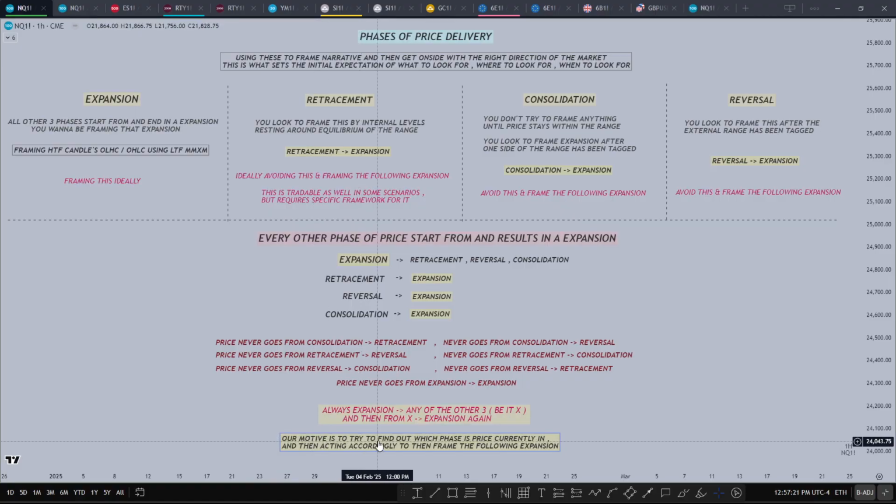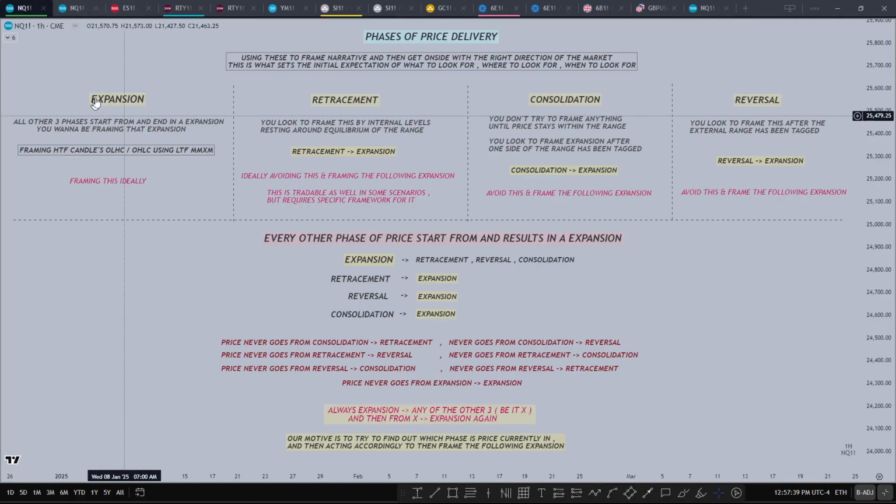Our motive is to try to find out which phase price is currently in, and then frame accordingly with the specific protocol given for every phase. The easiest is the expansion to frame. Every phase is easy if you know how to frame, but framing expansion should be the easiest, as I have shown multiple examples of how to frame expansion.